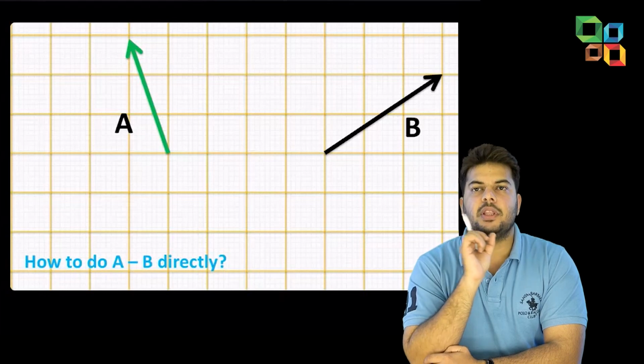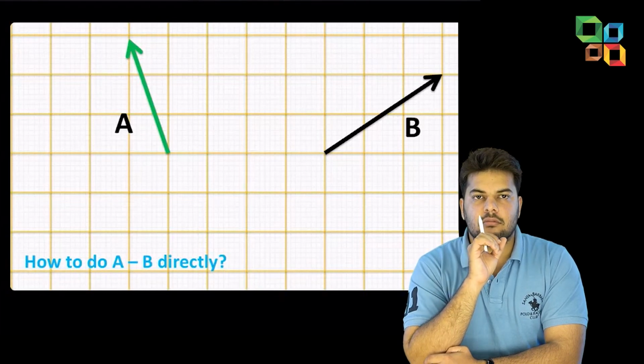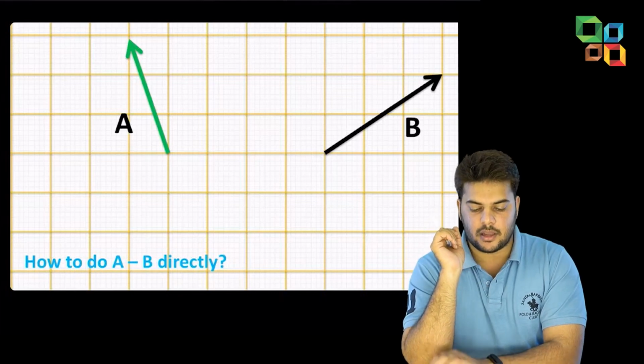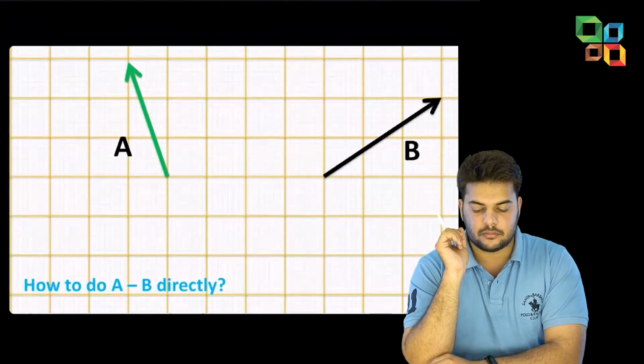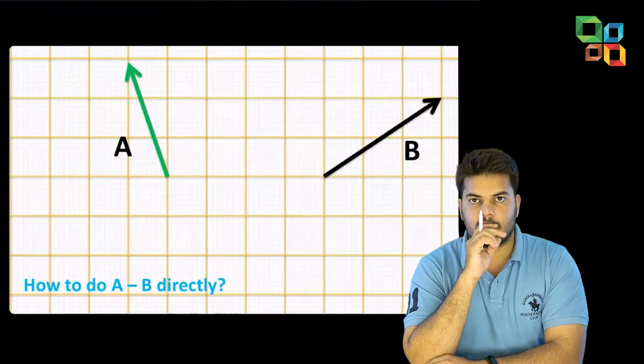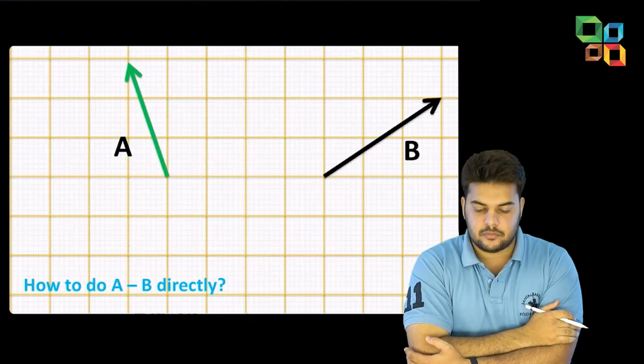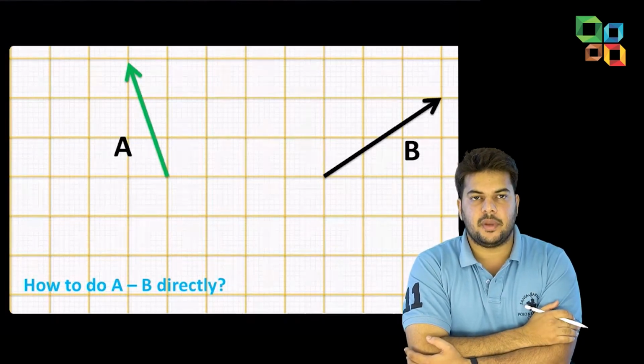I just gave you the clue in the previous problem. Without flipping, can you just move the B vector there and can you do this problem? Can you think of a way using the triangular law itself? You have to find A minus B vector. No flipping allowed. You can move the B vector, of course.